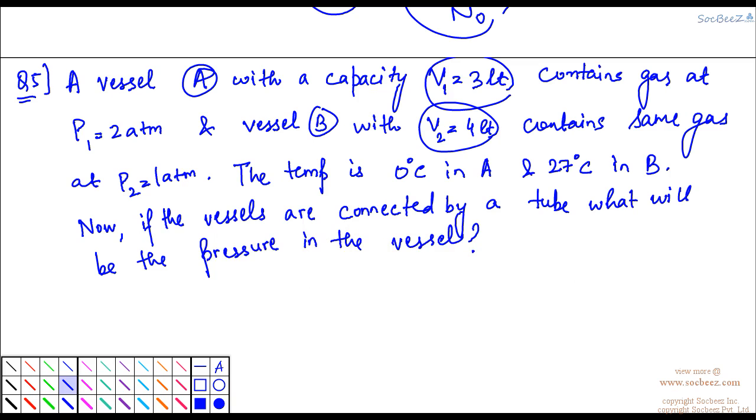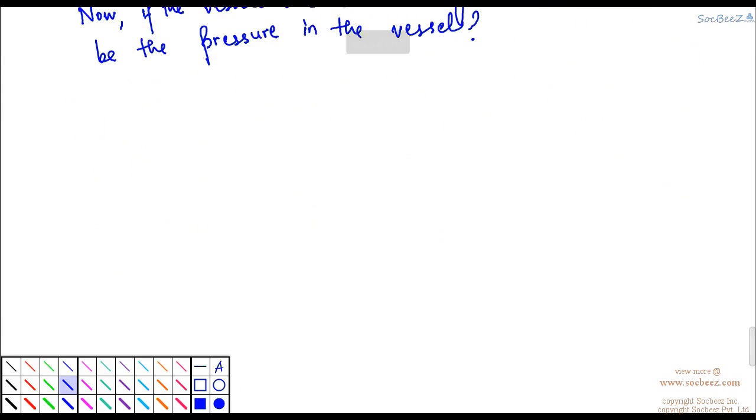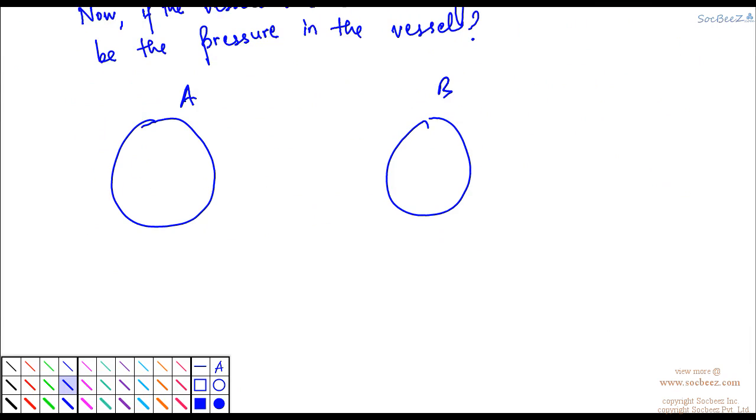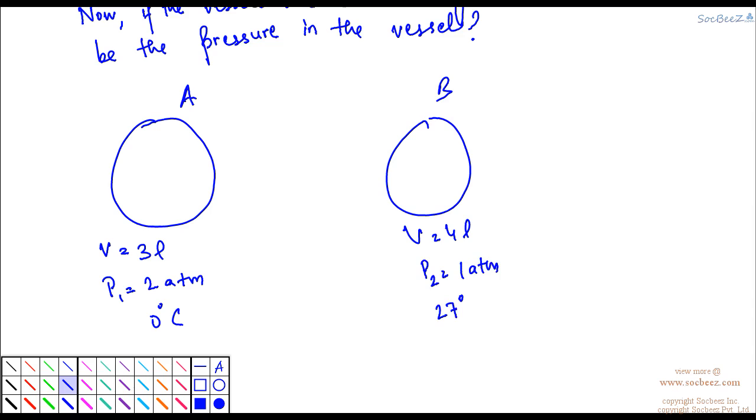Okay, I hope the scenario is clear to you. There was first a vessel A, and another vessel B. A had a volume of 3 liters, with gas at a pressure of 2 atm at 0 degrees Celsius. Here the capacity was 4 liters, the gas was at 1 atm and the temperature was 27 degrees Celsius. Now let's suppose a tube is connected between them, and now they are connected to each other. So what would be the final pressure in both of them?